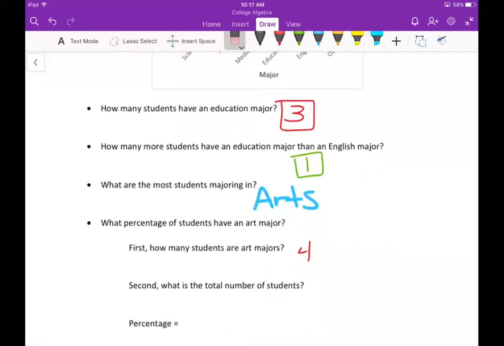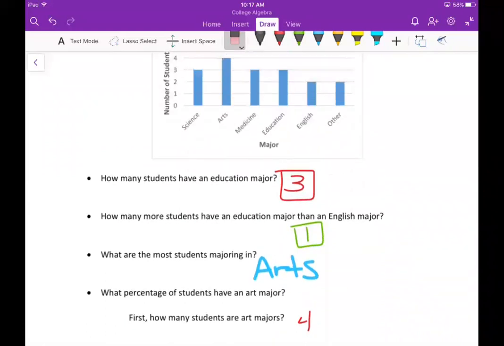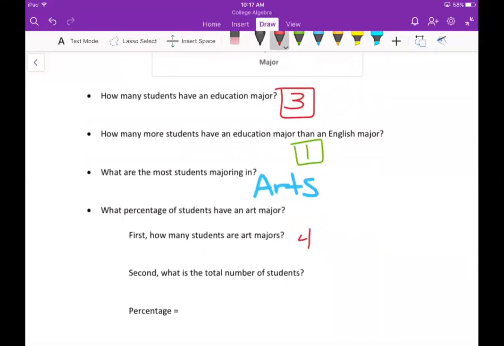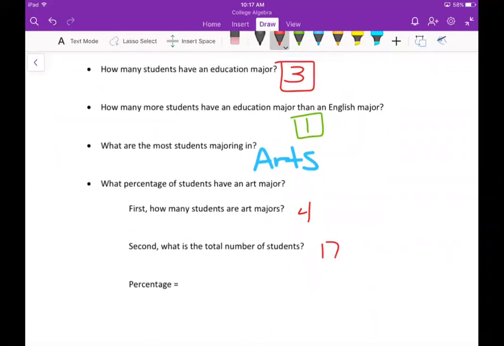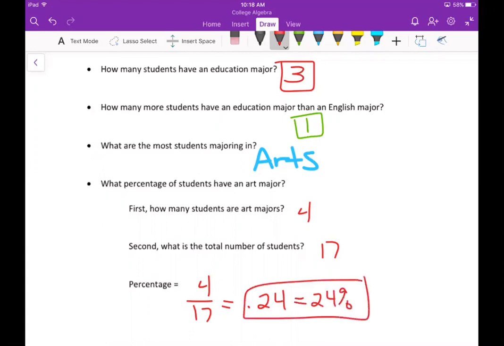And we need to know how many total students there are. That would be 3 plus 4 plus 3 plus 3 plus 2 plus 2. Your total number of students then should be 17 students. So to find that percentage, you will take 4 divided by 17. Again, I'm going to round to the nearest hundredth, so that would be 0.24 or 24%. Again, either version is okay.